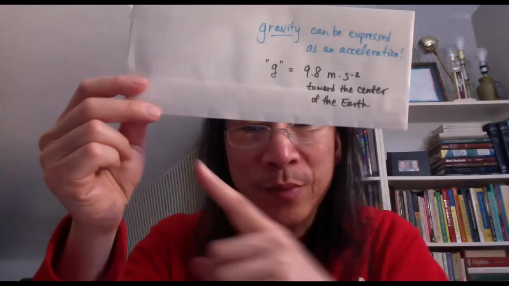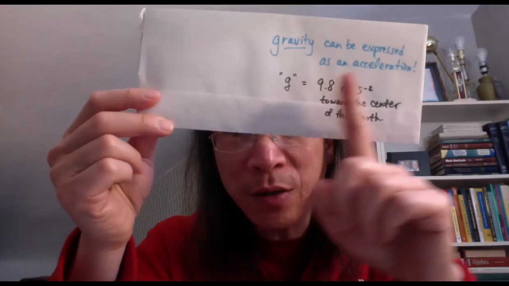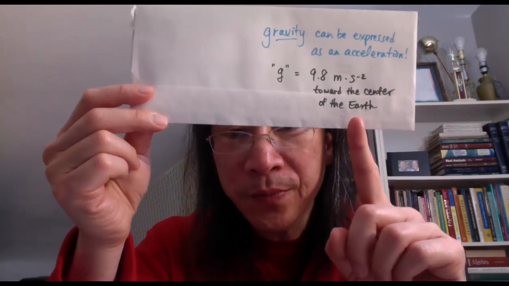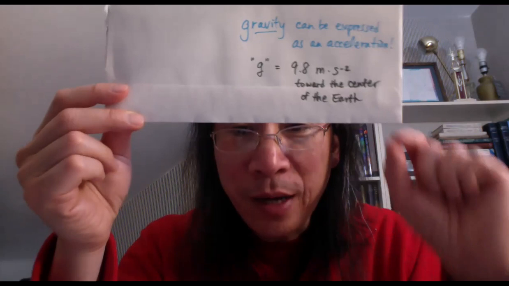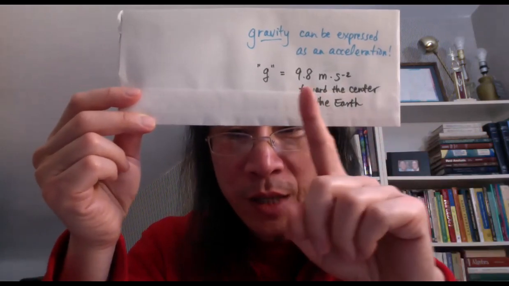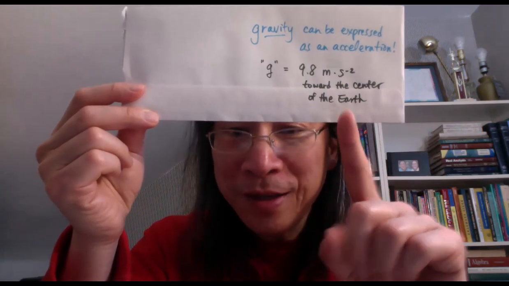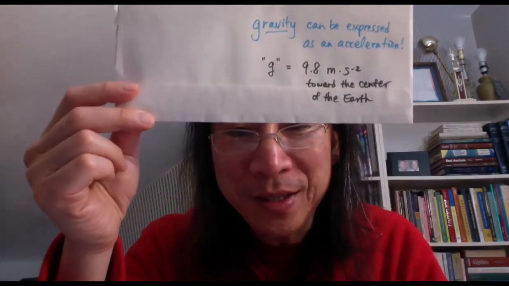And because it's a vector, right? Accelerations are vectors. It's always toward the center of the Earth. You have to know this. You have to say the magnitude, which is 9.8 meters per second squared, and the direction. Oh yeah, toward the center of the Earth in this instance.